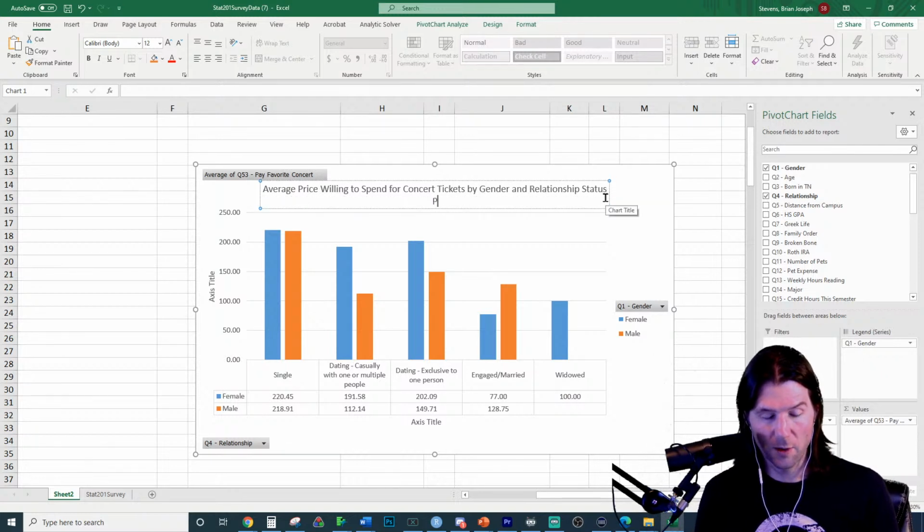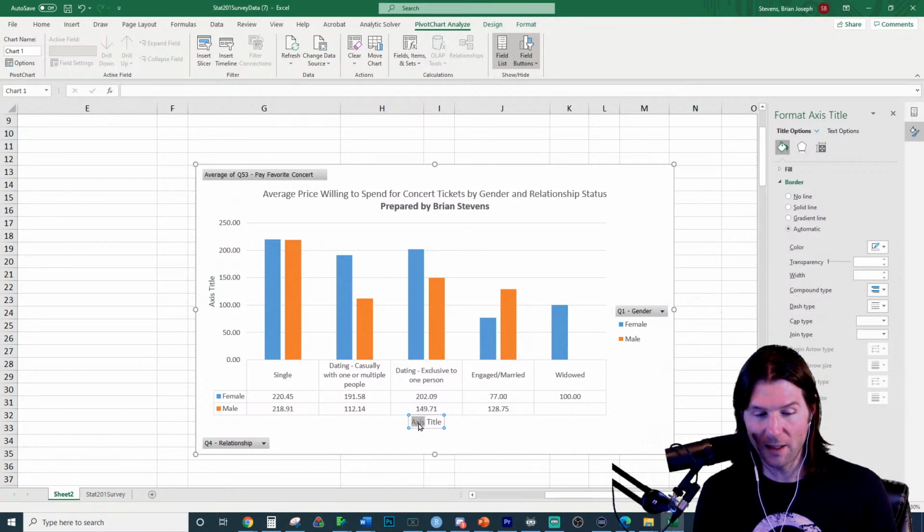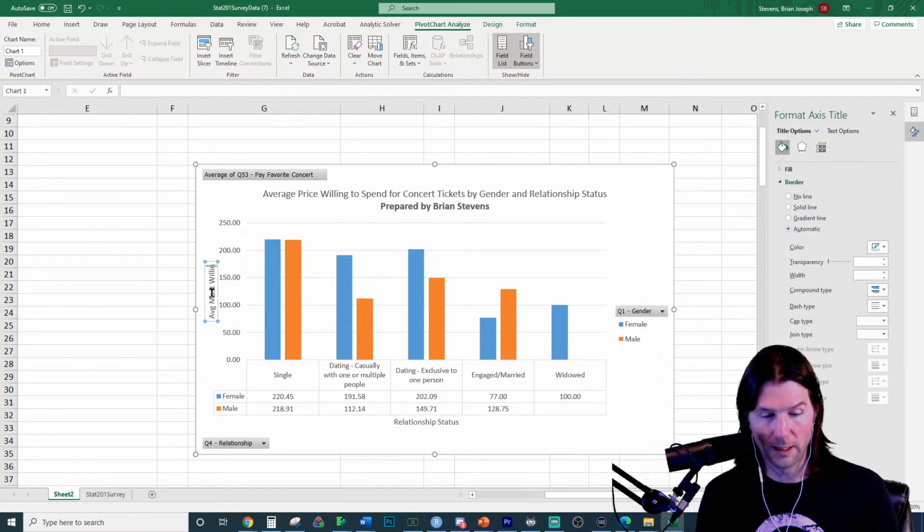And then right here, prepared by, let's put it in bold. Prepared by, it doesn't have to be in bold. Prepared by Brian Stevens. And then we go right here. What are people noticing? I need help analyzing this. I don't know what's going on. This is relationship status. And then this is average most willing to spend.